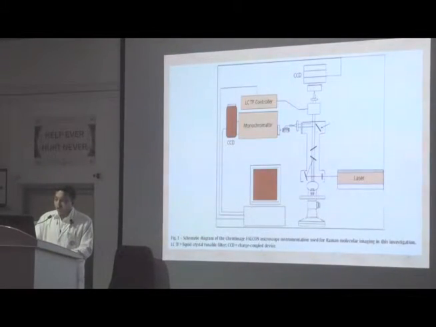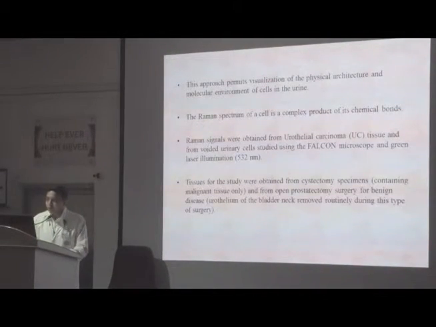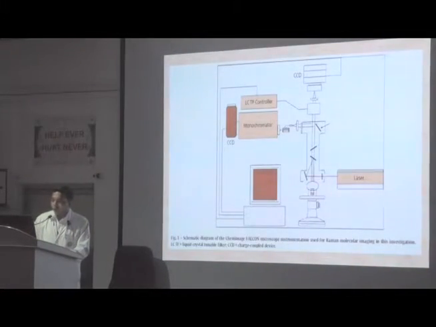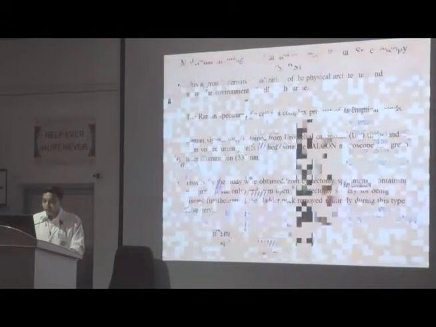Here is a schematic diagram of the flexible microscope which is used for this purpose. This approach permits visualization of the physical architecture and molecular environment of the cell in the urine. The Raman spectrum of the cell is a complex product of its chemical bonds. Raman signals were obtained in urothelial carcinoma tissue from the urinary cells studied using the flexible microscope. This is the flexible microscope, using green laser illumination.